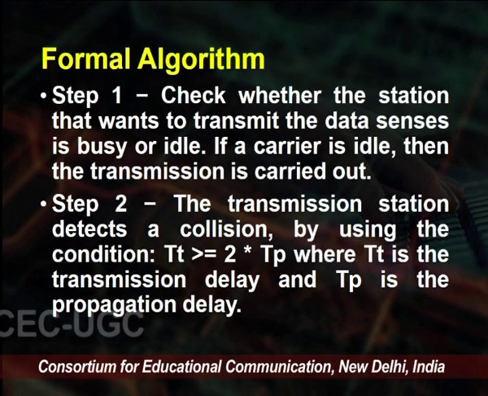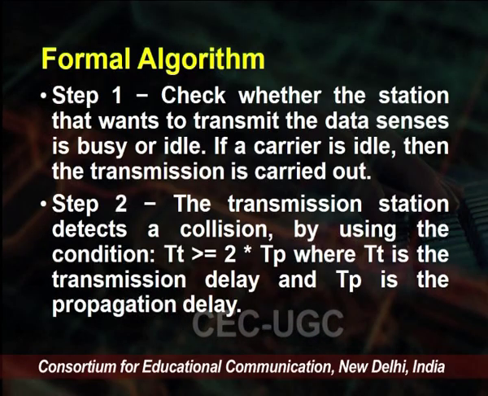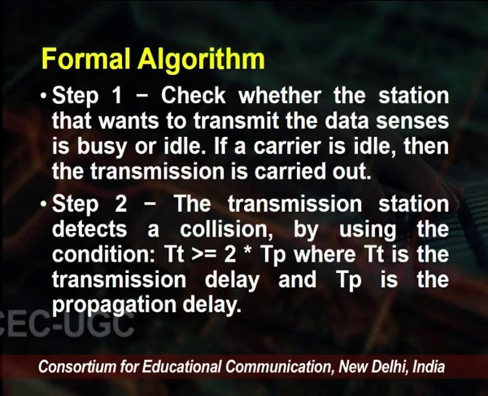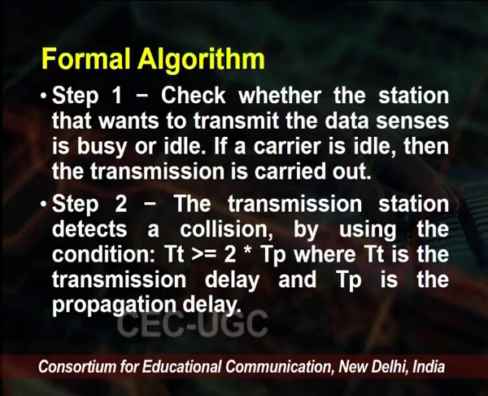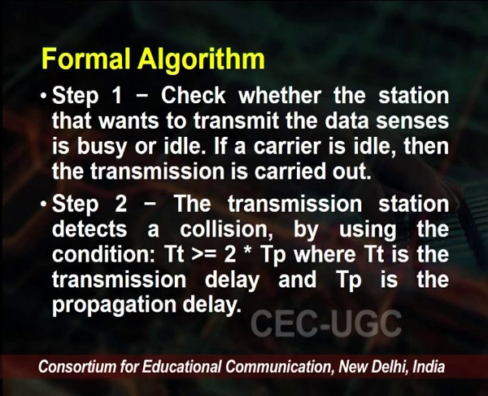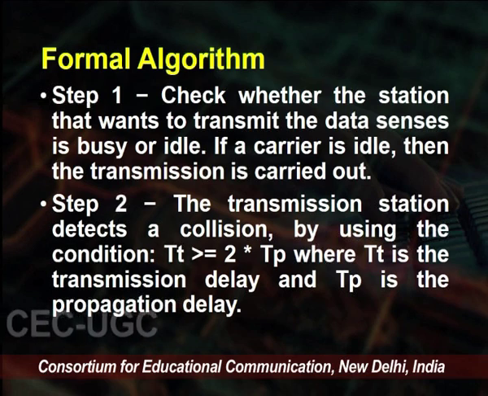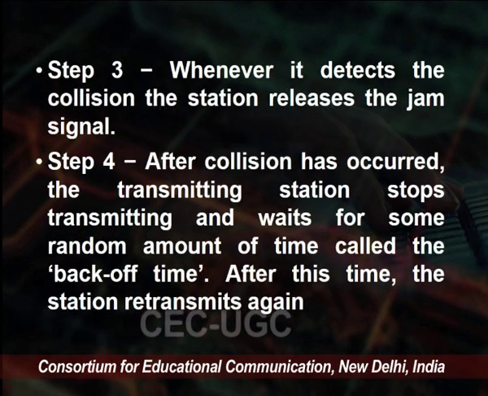Now, what is this condition? This condition is that transmission delay must be greater than or equal to twice the propagation delay, where transmission delay is denoted by T of t, and propagation delay is denoted by T of p. So, T of t is greater than or equal to 2 into T of p. The transmitting station detects a collision by using this condition.